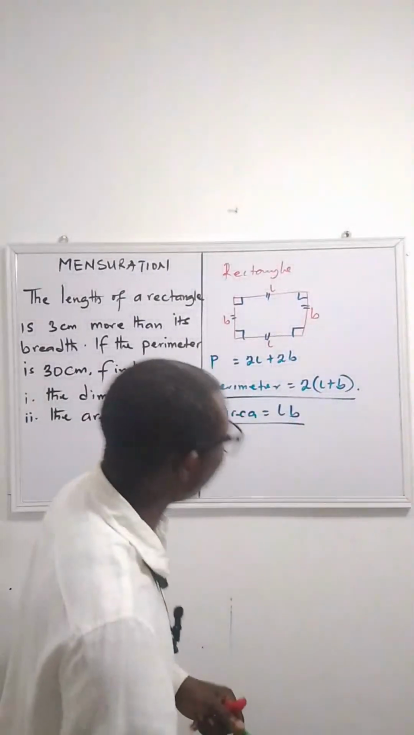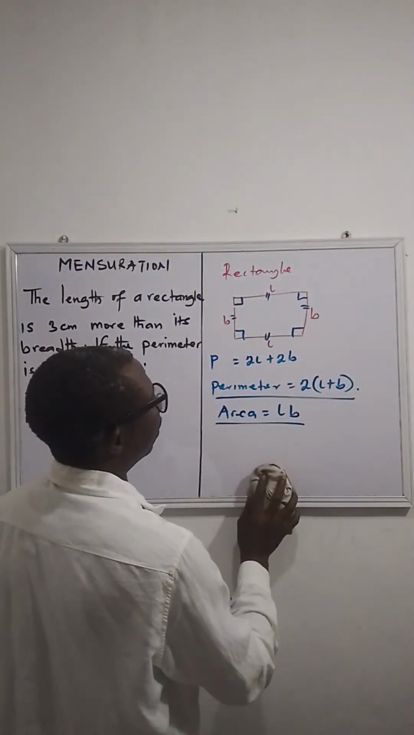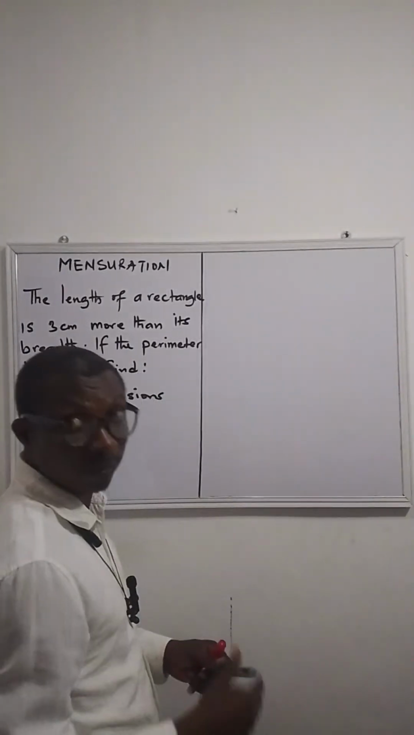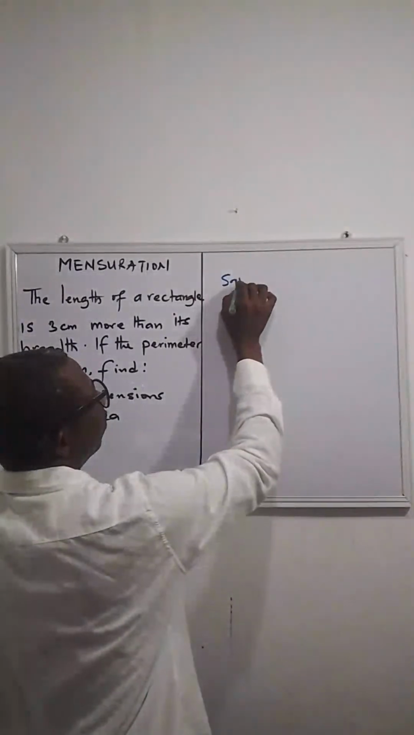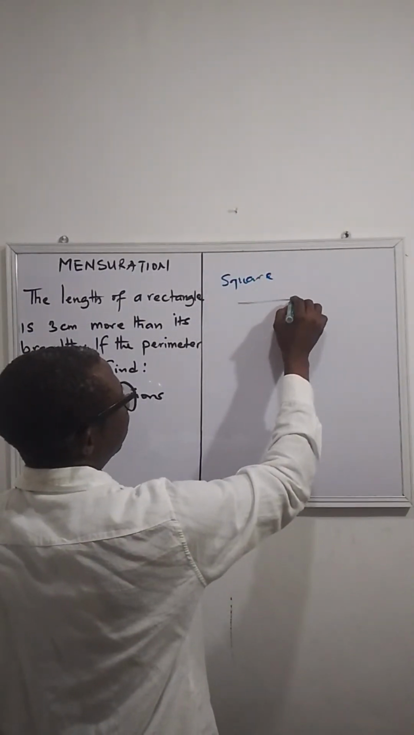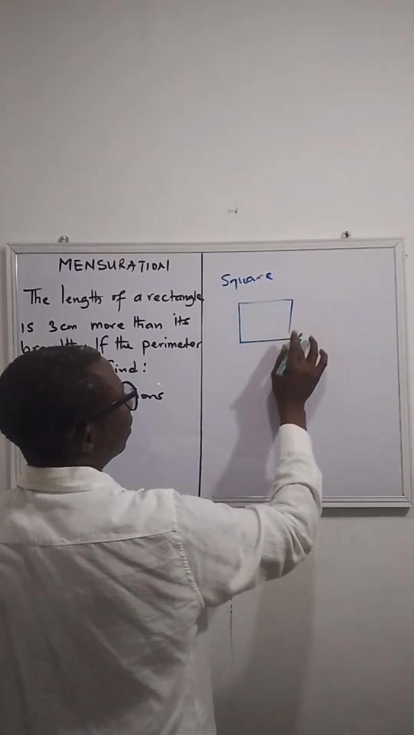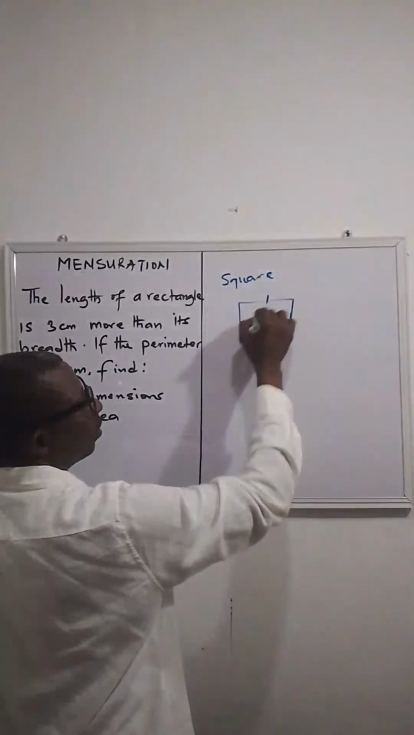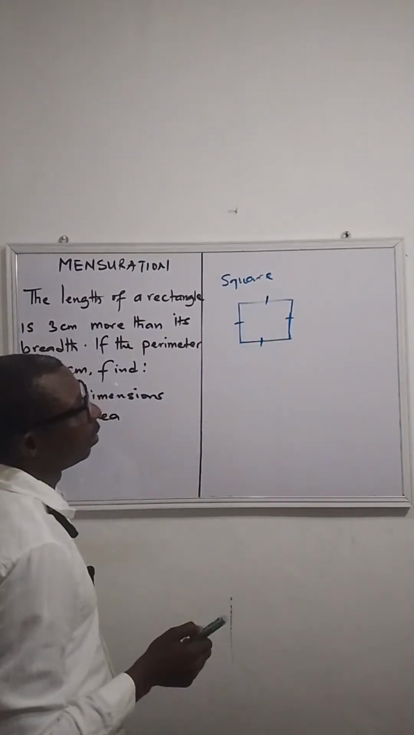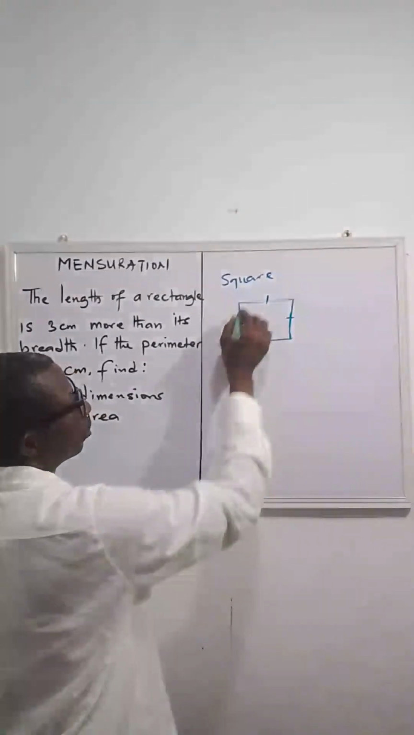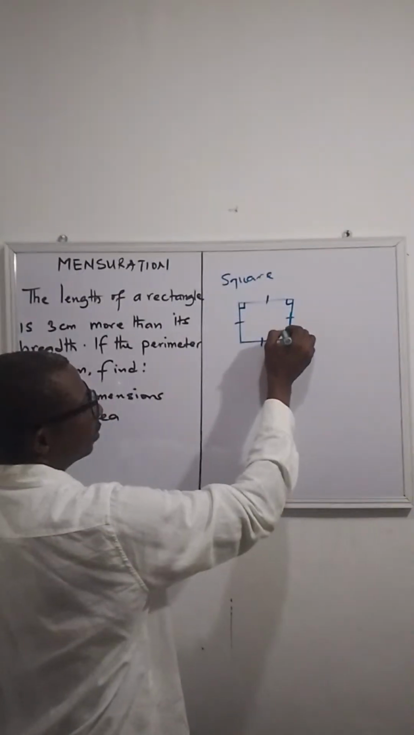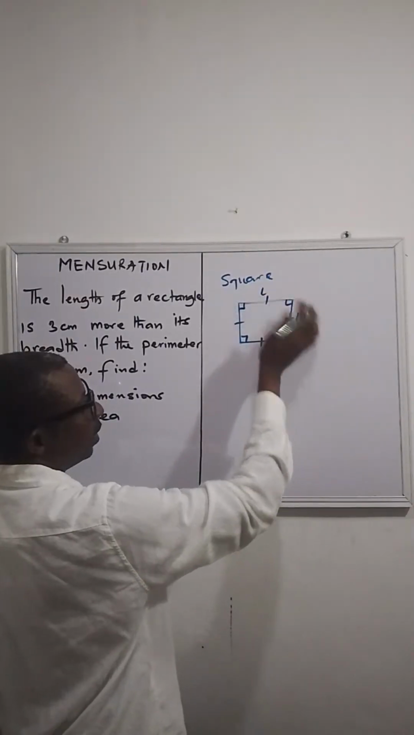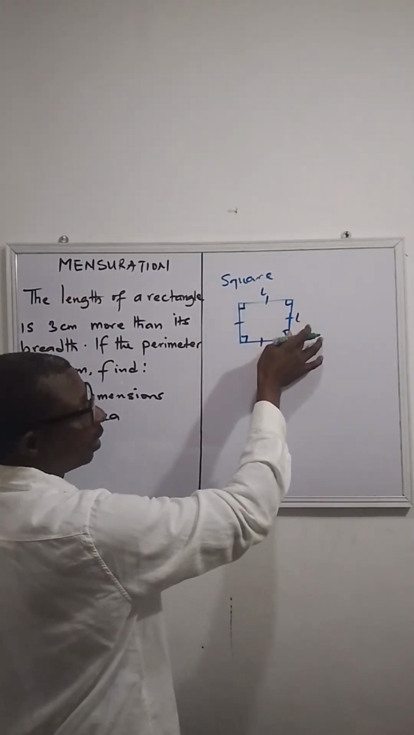Now quickly let me show you another type of plane shape, which I want to believe you are familiar with. You have the square. A square is a quadrilateral, that is a plane shape with 4 sides, and all the sides are equal. All the sides of a square are equal. The angle here is also 90. Since all the sides are equal, L here is the same thing as L here. So the breadth is the length.